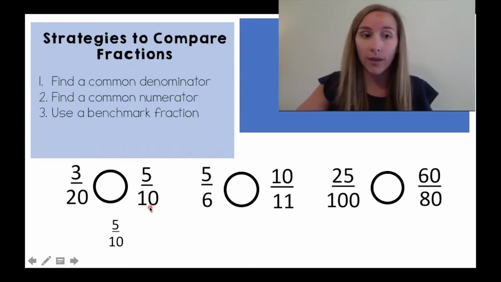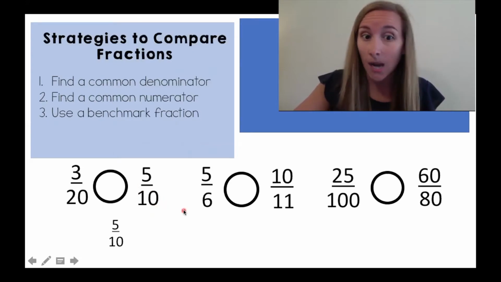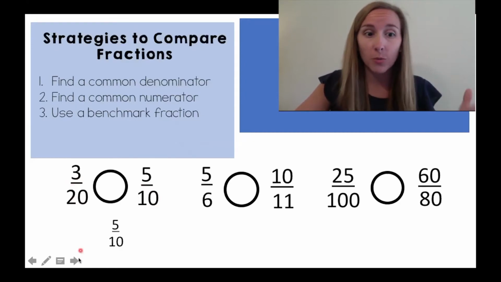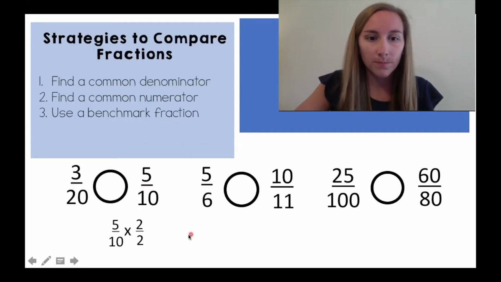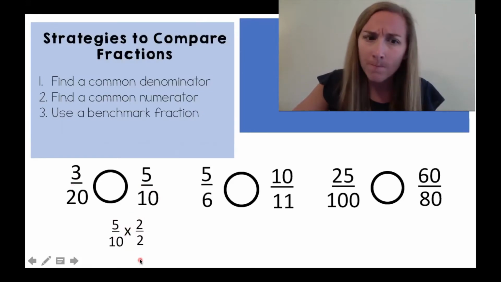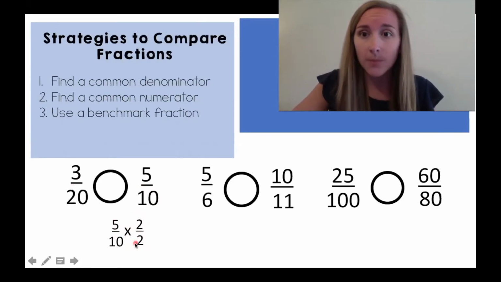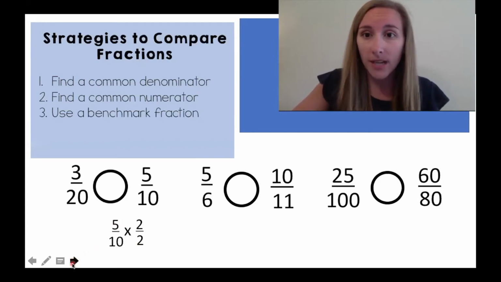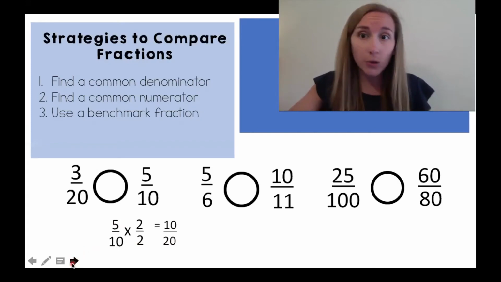Well, I know that I could multiply 10 times 2 to get 20, and then both of my denominators could be 20, which would make it nice and easy to compare. So what that would look like again, let me move this out of the way. I can multiply 5/10 times 2 over 2. Why does it have to be 2 over 2? Do you remember? This fraction has to be equal to 1 so that it does not change the value of your original fraction. So if I multiply 5/10 times 2 over 2, I'm going to get 10 over 20, right?